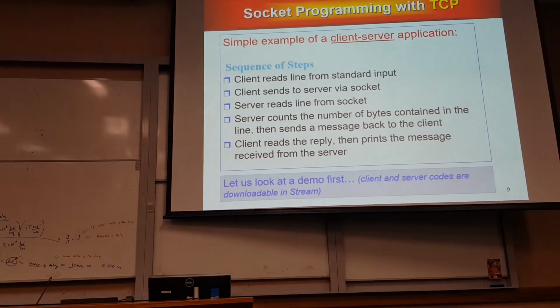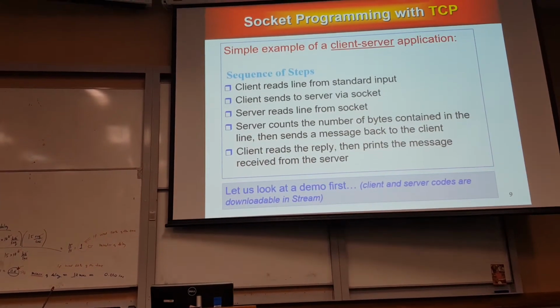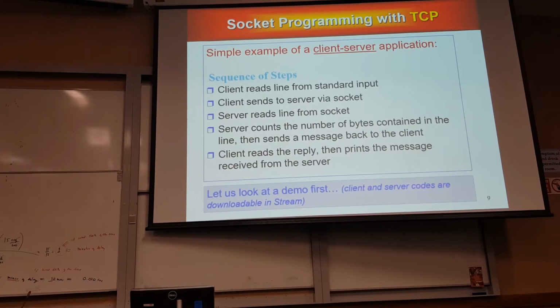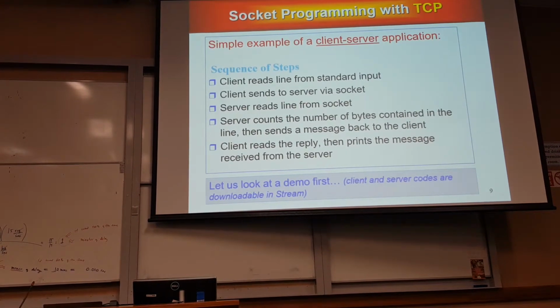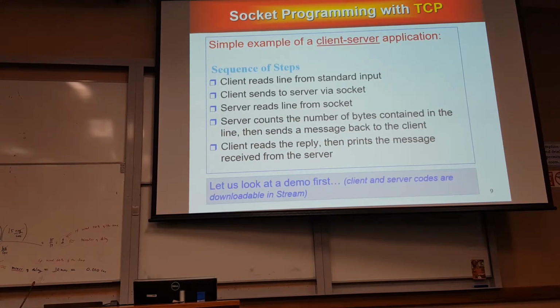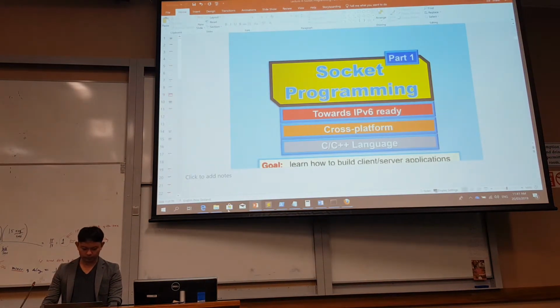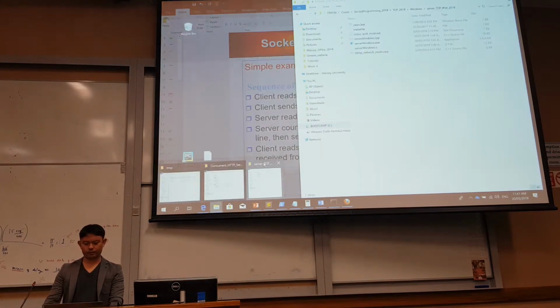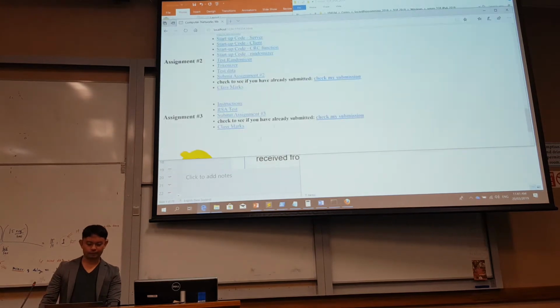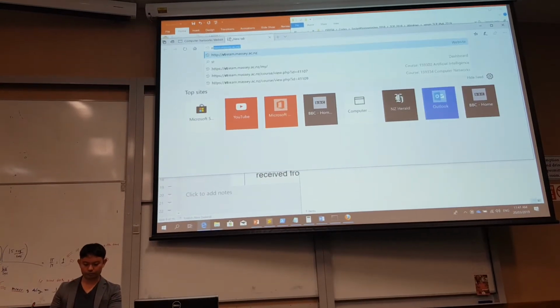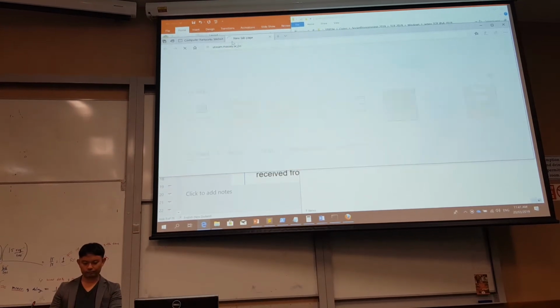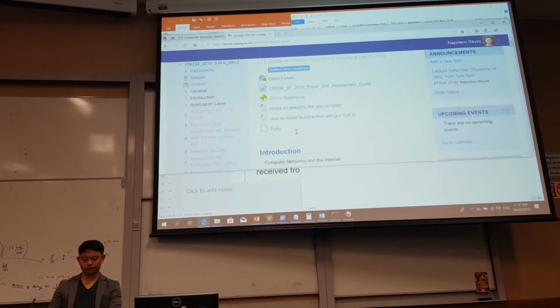So let's look at this very simple client-server application. We will start looking at the code. Let's say we have a program where the client reads a line from a standard input. Maybe I'm going to do a quick demo so we can easily see. Hopefully I will have enough time. I just want to point out, for this session, you will find that the codes are available in our website. What I'm going to demonstrate is the same codes that you will find here.